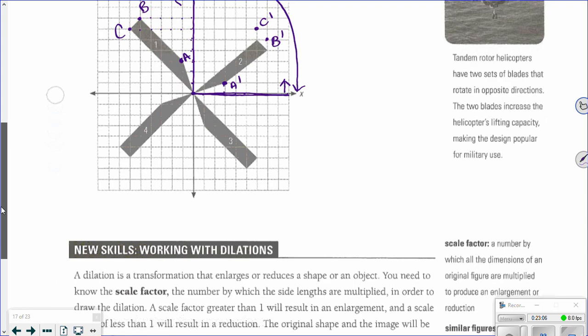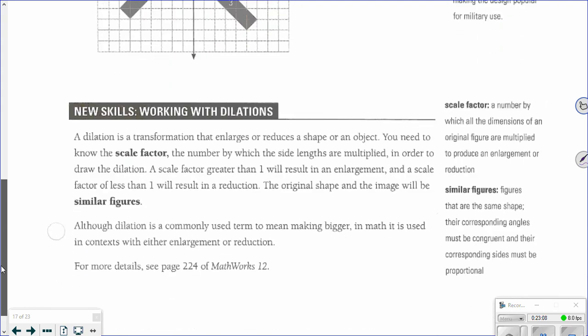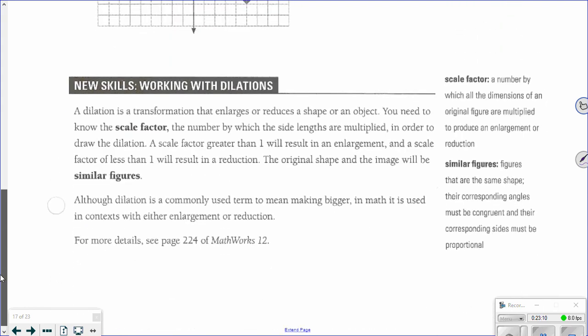Okay, so that's it for rotations. The next is dilations. Dilations are the only transformation that actually changes the size of our shape. Okay, so it enlarges or reduces a shape or an object. This is the only time what we draw gets bigger or smaller.